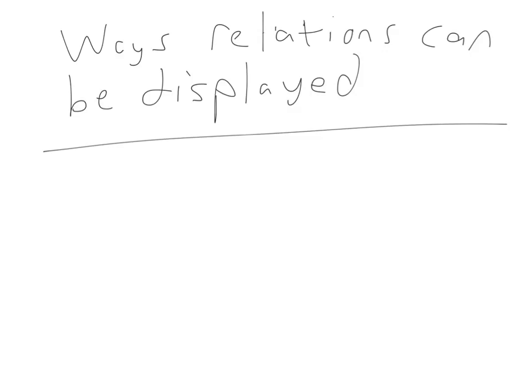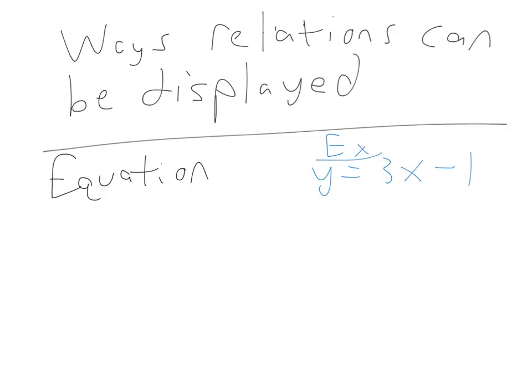The first type would be by an equation. For example, y equals 3x minus 1. That shows a relationship between x and y. In this instance, you say x is the input and y is the output. I'm sure you've heard these terms before.